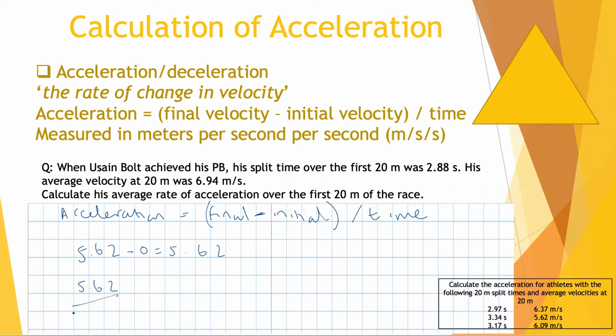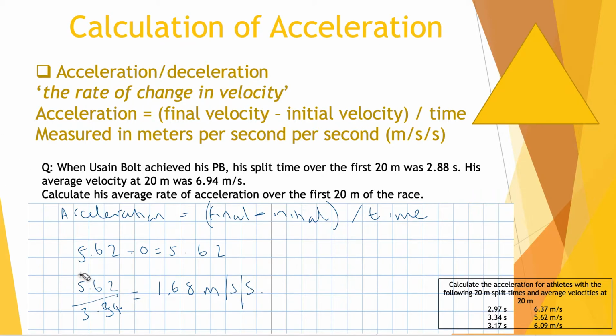5.62 divided by 3.34 equals 1.68. Again, don't forget the units, meters per second per second.